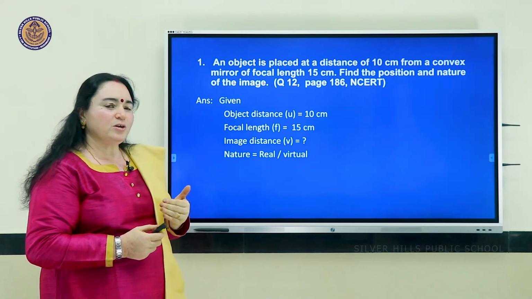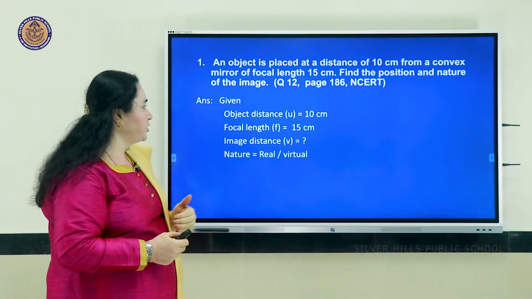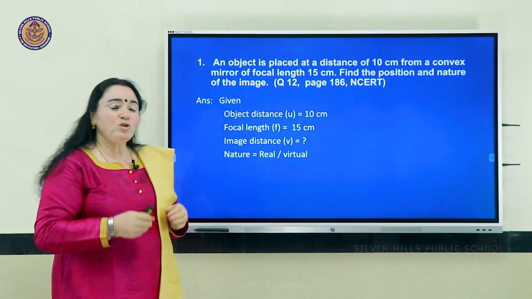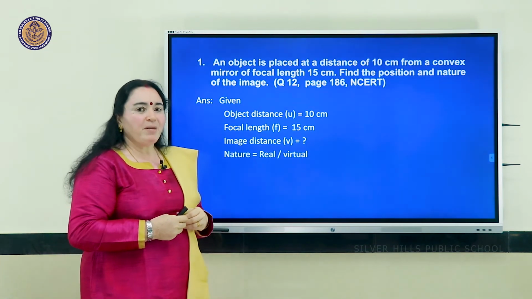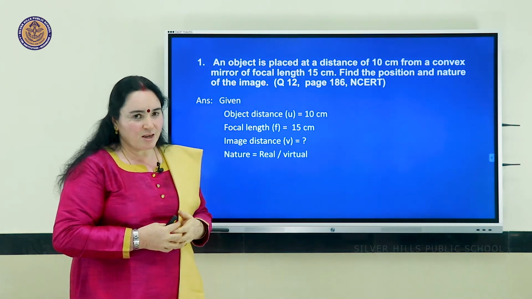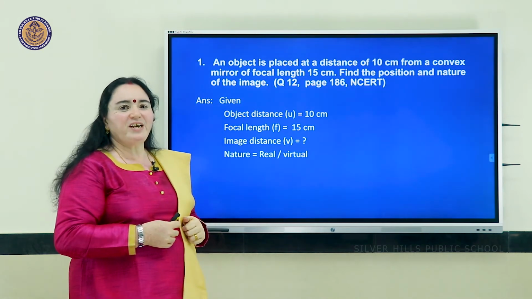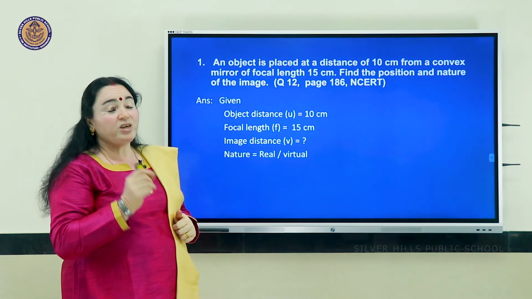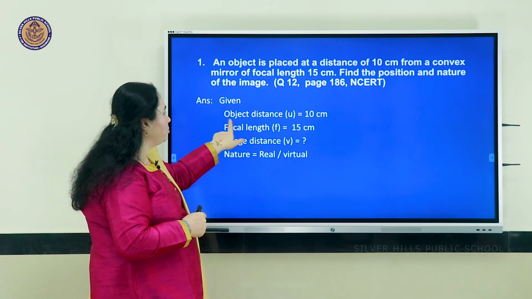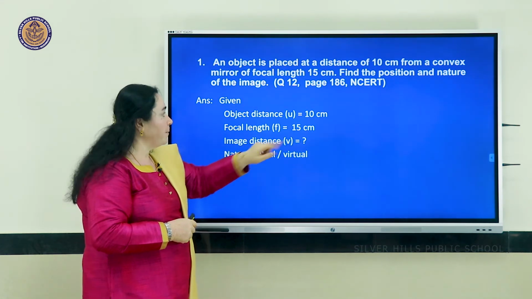I've tried to select numericals from the NCERT books and I've given you the page number and the question too. As you read the question, make sure that you write down those values that are given to you. So an object is placed at a distance of 10 centimeter. So here they are talking about the object distance and the value happens to be 10 centimeter.